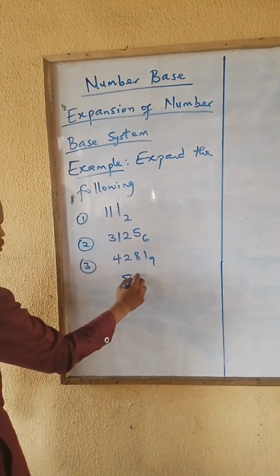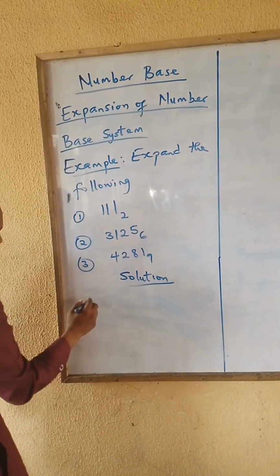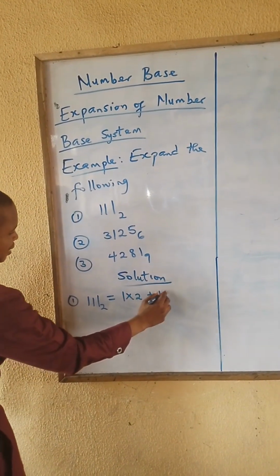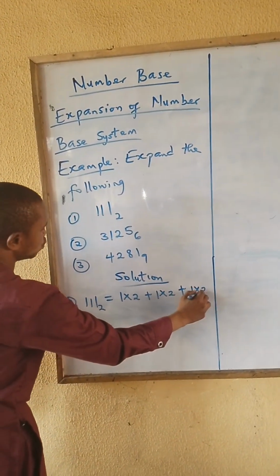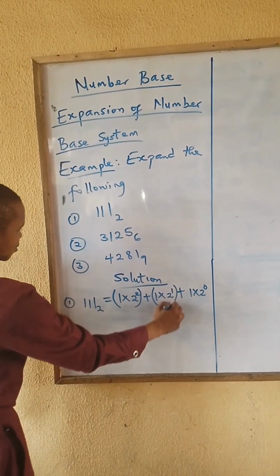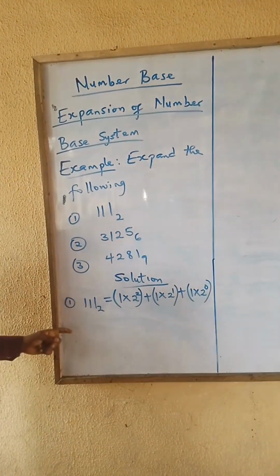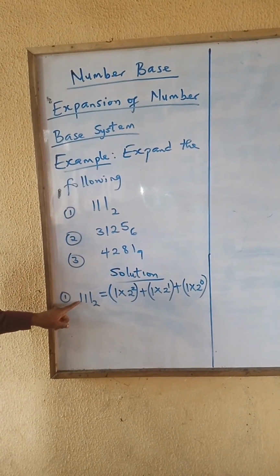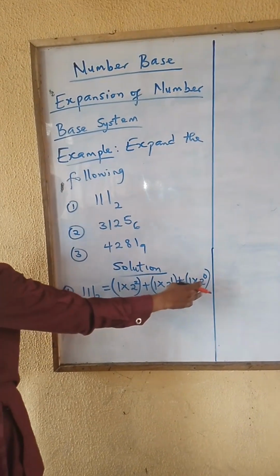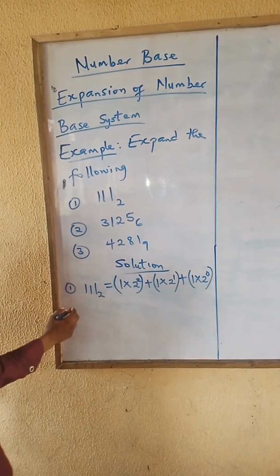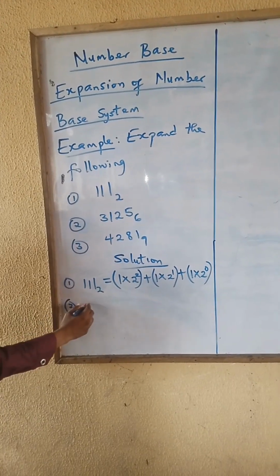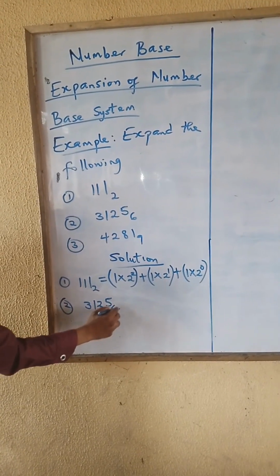So let's expand this. Solution: 111 base 2 will be 1 times 2 plus 1 times 2 plus 1 times 2. This will be raised by 0, 1, 2. Then you put it in brackets. And through this, we've expanded it. You are going to multiply each digit by the base, and you are going to start raising them to powers from 0, right from your right hand side.